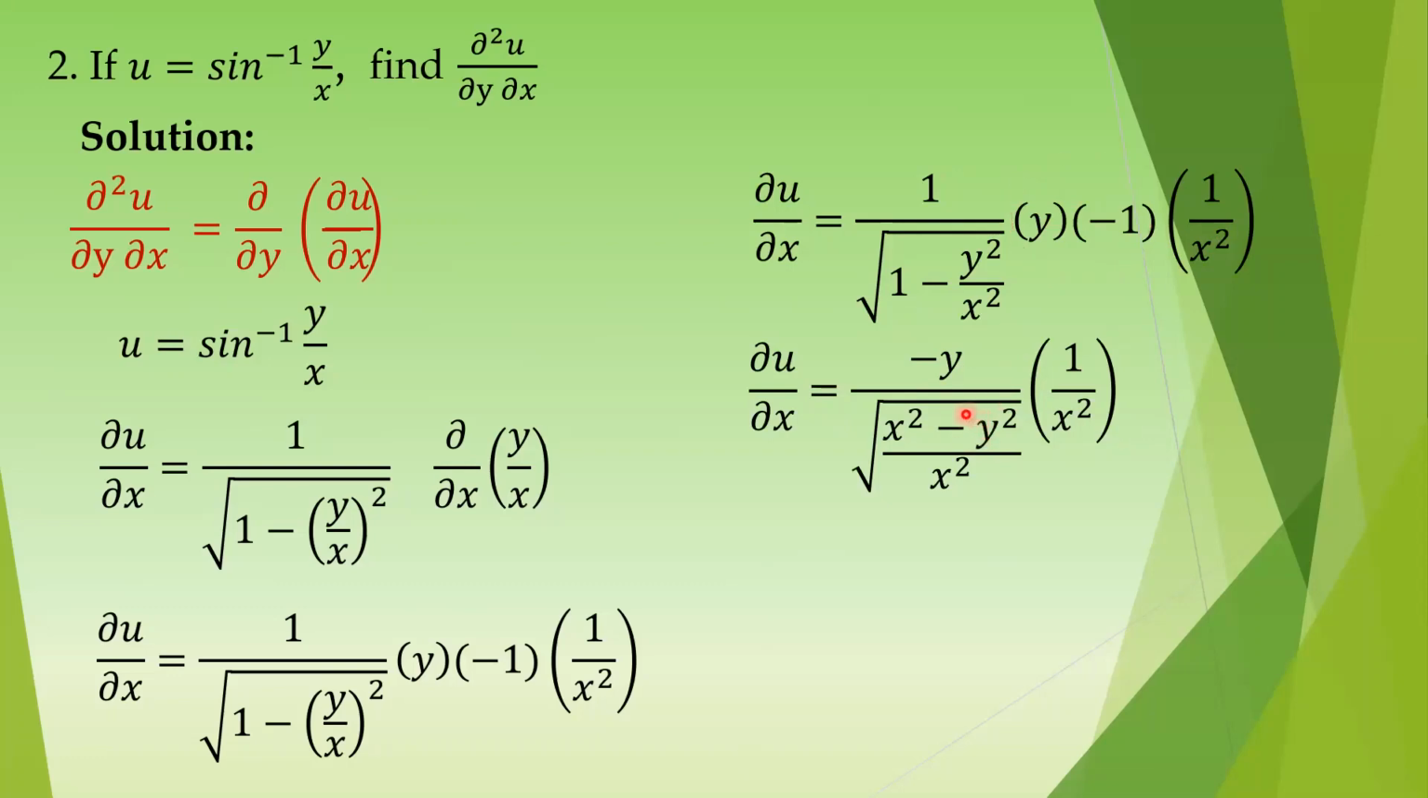Dito tayo ngayon, paano to nakuha? Galing tayo dito. So, magkakaroon ka ng LCD. Itong 1, whole number yan, 1 over 1 yun, minus y squared over x squared. Yang LCD mo, meron kang x squared na LCD. X squared divided by 1 is x squared. Multiply mo ng 1, x squared. Operation minus sign. X squared divided by x squared is 1. Multiply mo ng y squared, y squared. So nakuha siya dito.